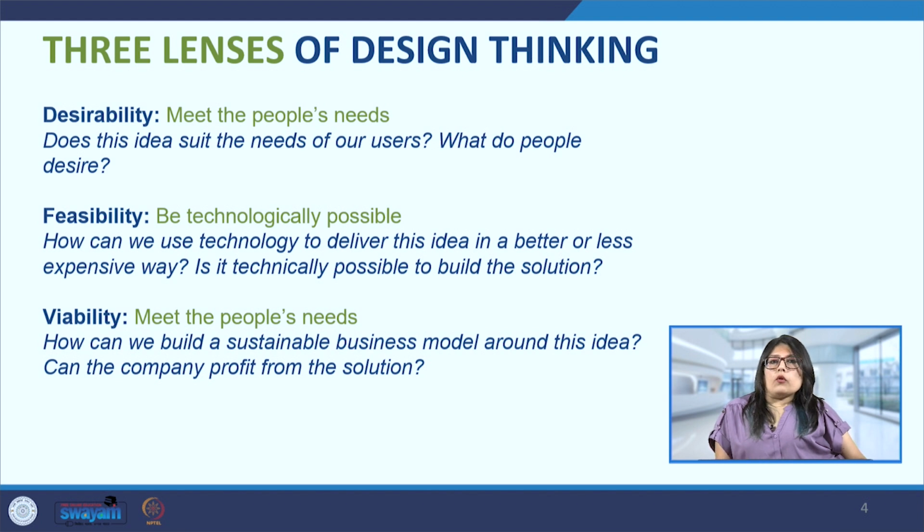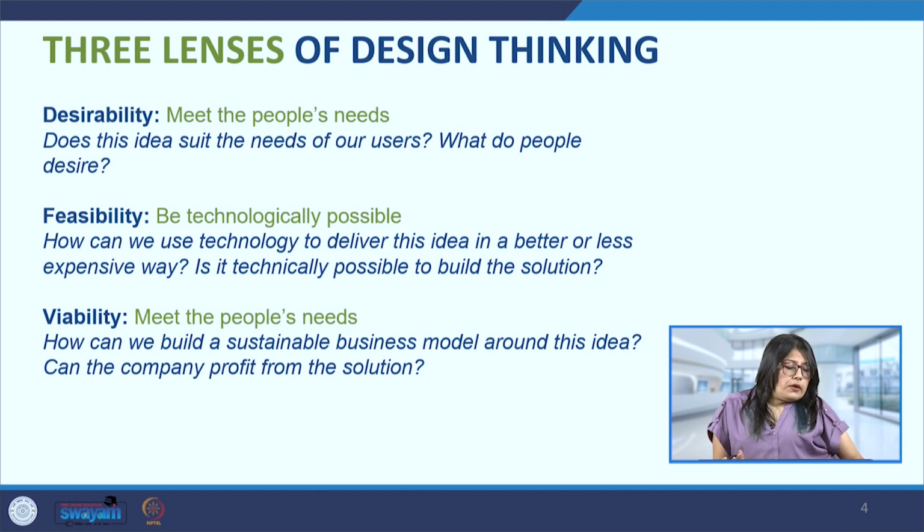Will that be something that will be desirable by the people or not? So, that is a question that may come up. We will also see an example of this particular point, that how it may play out in real life situation. Then feasibility, we can ask questions like, how can we use technology to deliver this idea in a better or less expensive way, and is it technically possible to build the solution? So, these questions will help us check for any discrepancies or any way that can deliver the solution much more efficiently.